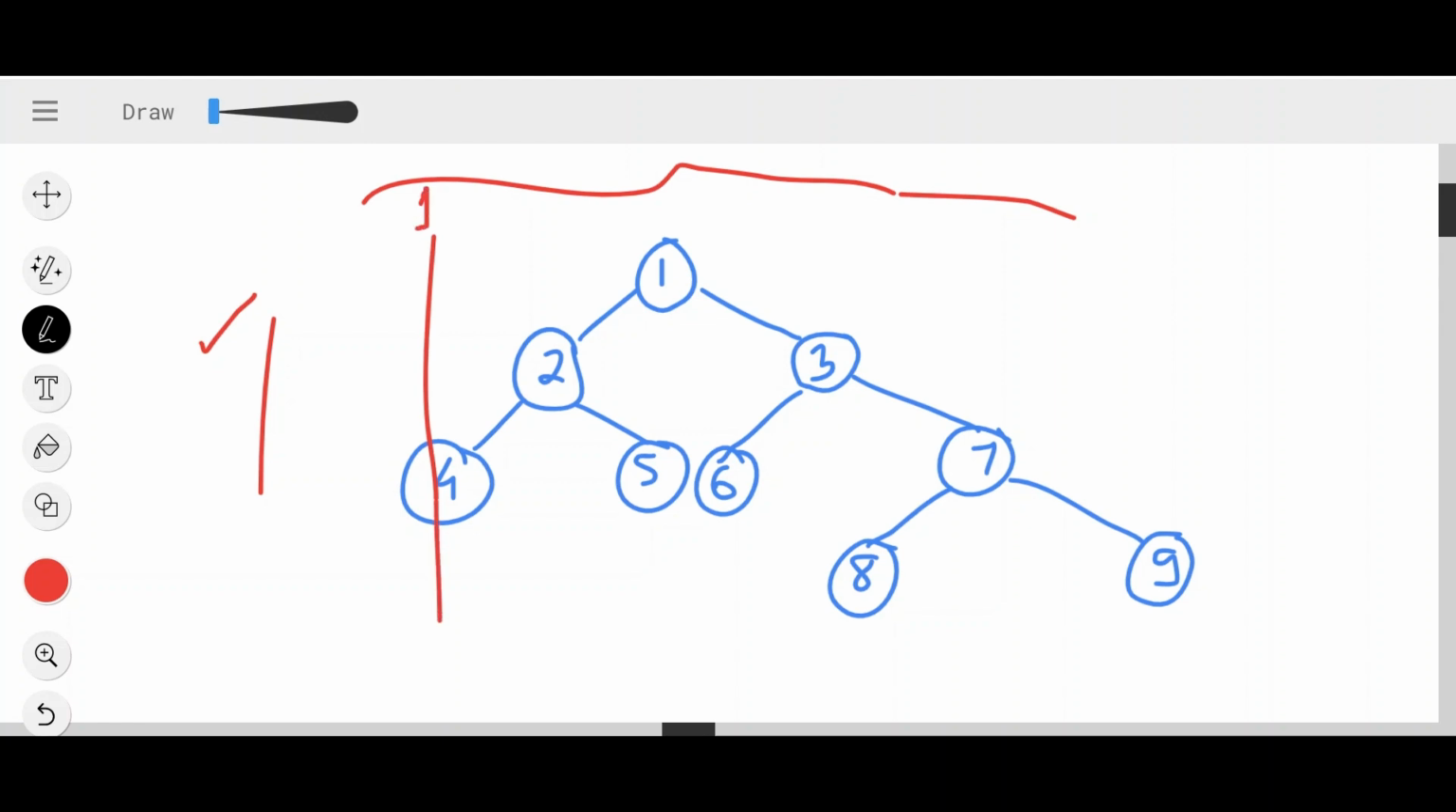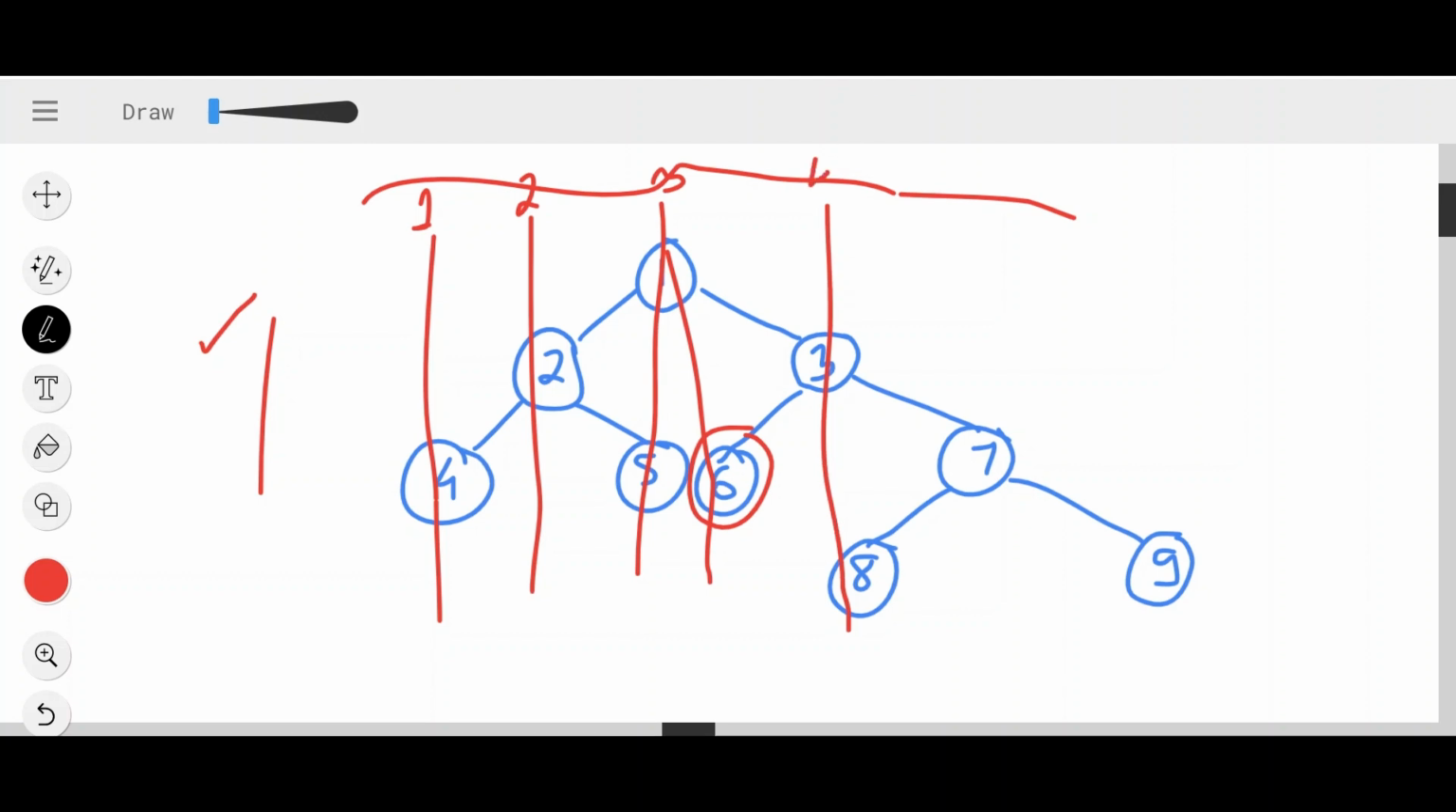So this is your vertical line 1, this is vertical line 2, this is vertical line 3. Okay, so here you can see this 6 node is also coming in this line only, so we are counting it in line number 3 only. Now move to the next. It is vertical line number 4. This one is vertical line 5. This one is vertical line 6. So from here, we can see that the vertical width of this binary tree is 6.